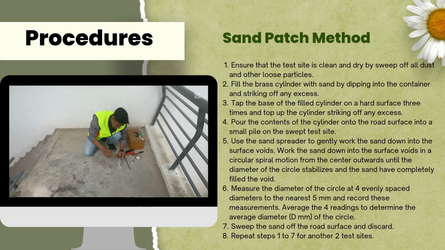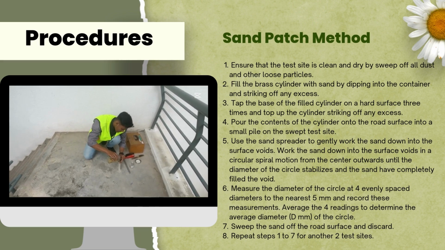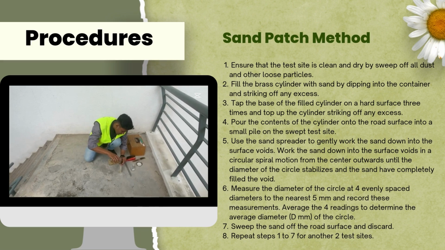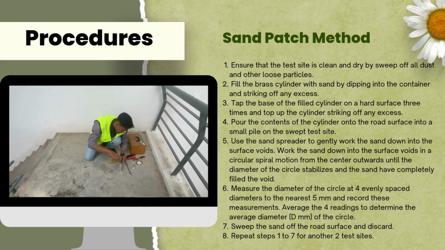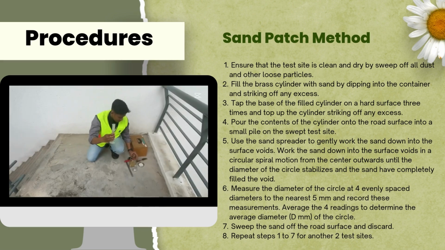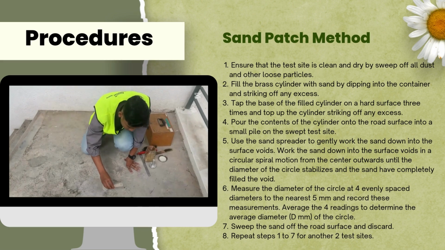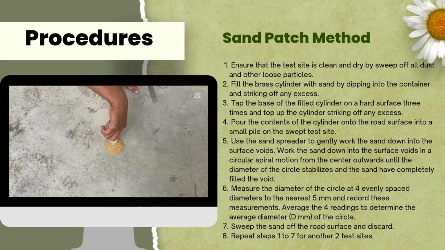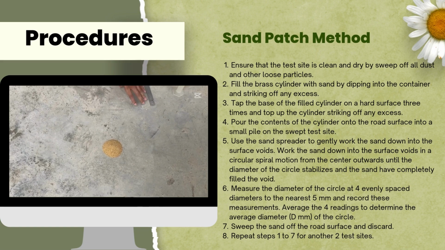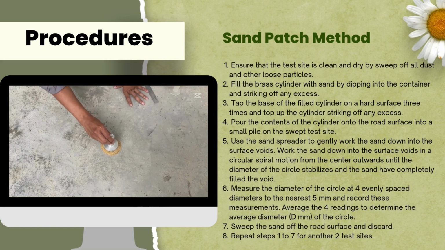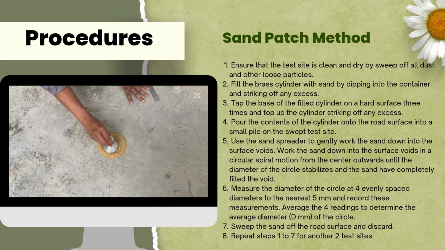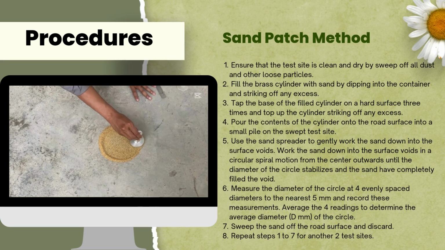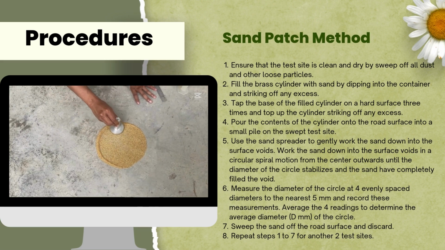Number 3. Tap the base of the filled cylinder on a hard surface 3 times and top up the cylinder, striking off any excess. Number 4. Pour the contents of the cylinder onto the road surface into a small pile on the test site. Number 5. Use the sand spreader to gently work the sand down into the surface voids, in a circular spiral motion from the center outward, until the diameter of the circle stabilizes and the sand has completely filled the voids.